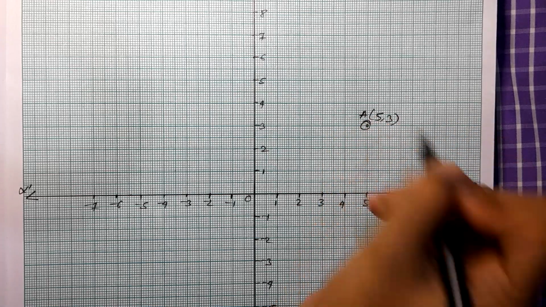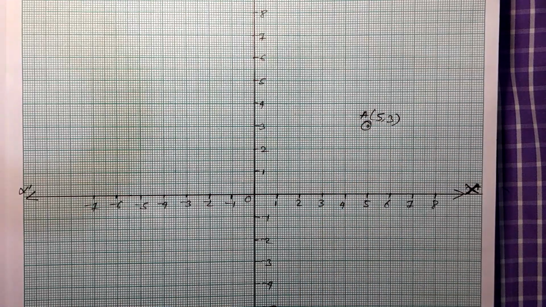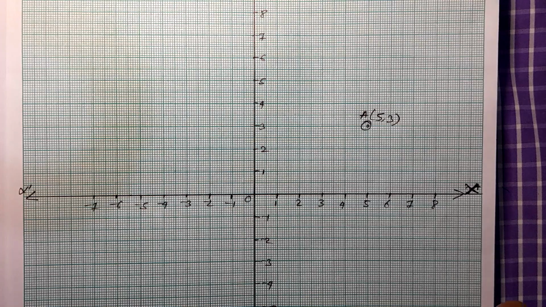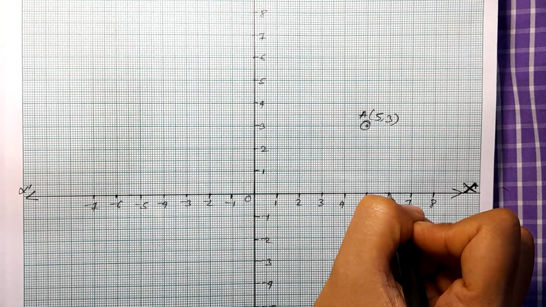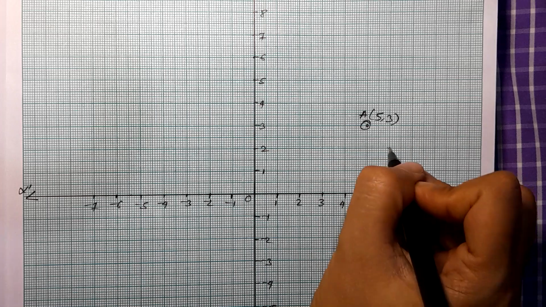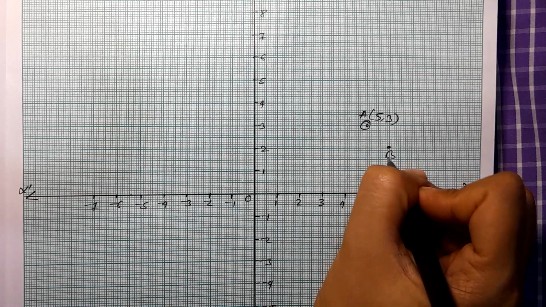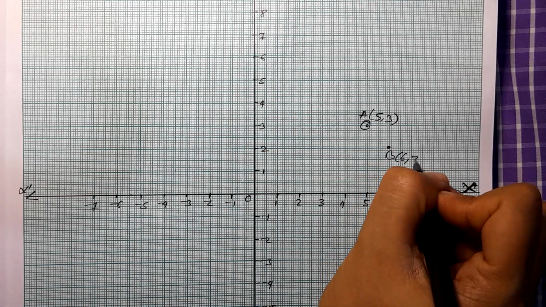5, 3. Now come to B, 6, 2. Where is 6? This is 6. It will go up to 2. So this will be B, 6, 2.